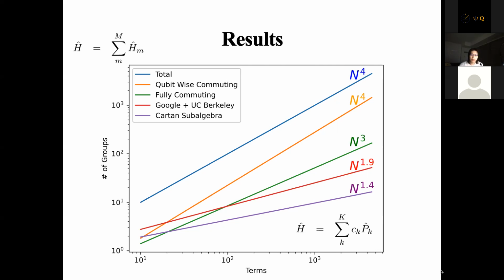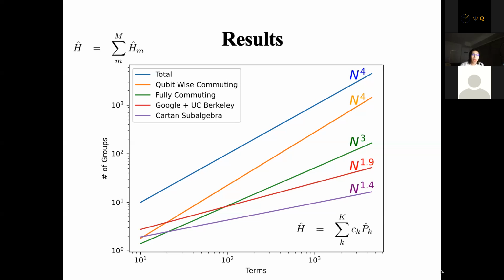On the yellow line, this is the qubit-wise commuting method that we covered. And you can see the n to the 4 represents the scaling with respect to the number of qubits. The qubit-wise commuting method doesn't actually reduce the scaling of the original problem, which is somewhat expected because qubit-wise commuting is a very strict constraint, so it isn't very effective for reducing scaling.